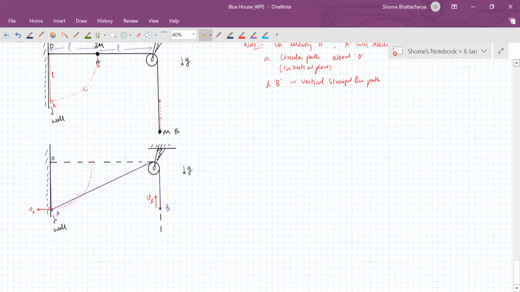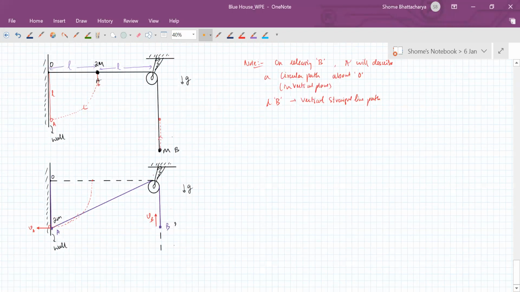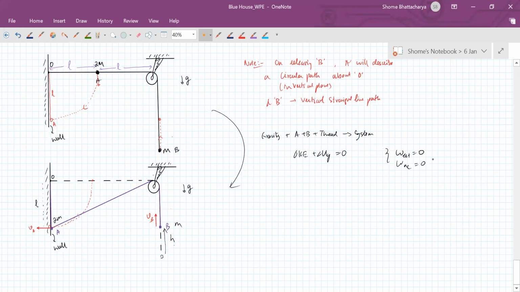So remember, A's mass is 2m, B's mass is m. Now suppose B has climbed through a height of h. Now obviously A has come down through a height of L from here. So from this situation to this situation, if you take the system as this, actually plus gravity also, then change in kinetic energy plus change in gravitational potential energy is zero, because there is no external force doing any work. There is no non-conservative force doing any work.